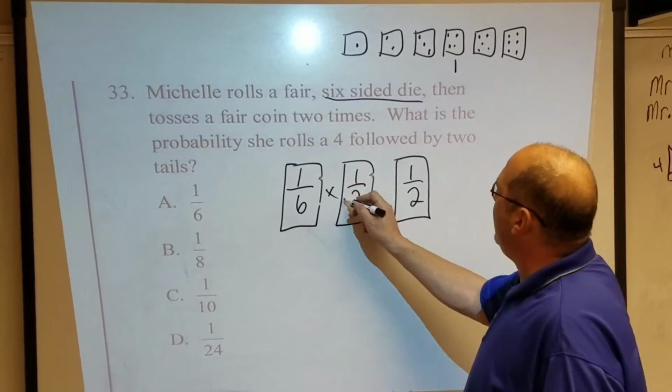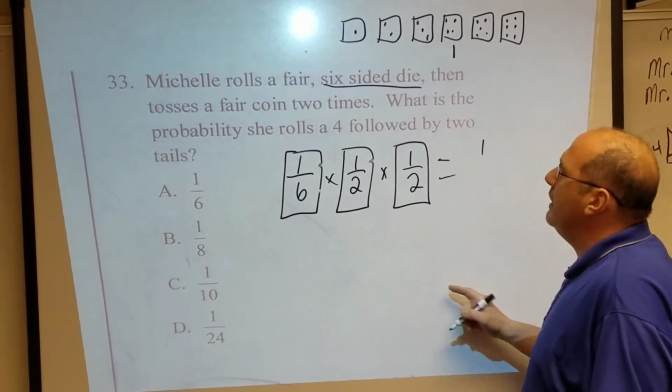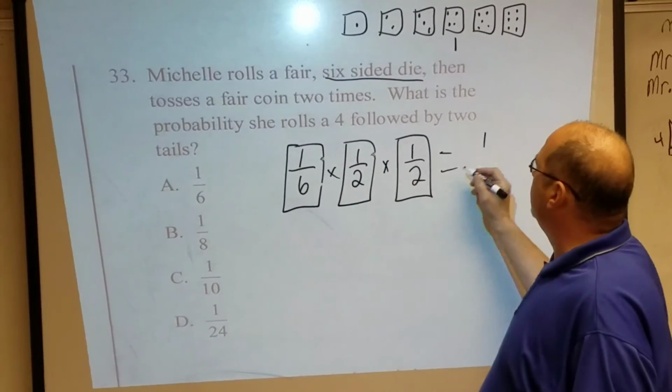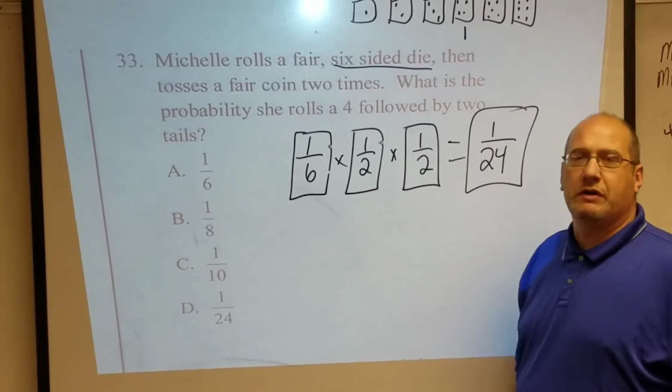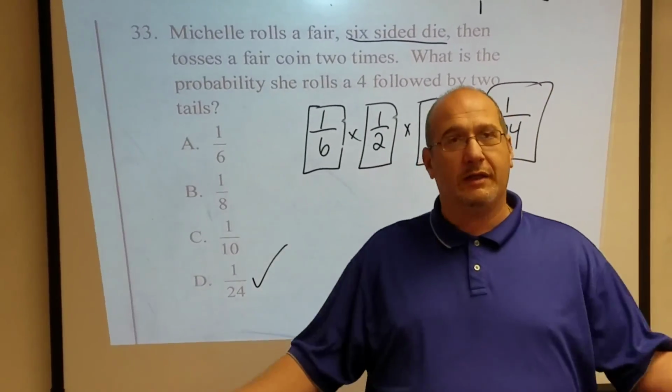And when we multiply fractions, we multiply the numerators across. 1 times 1 times 1 is 1. And 6 times 2 is 12. And 12 times 2 is 24. And the chance of all 3 of these things happening is 1 out of 24. We will go ahead and bubble in D in our bubble sheet. And that's probability.